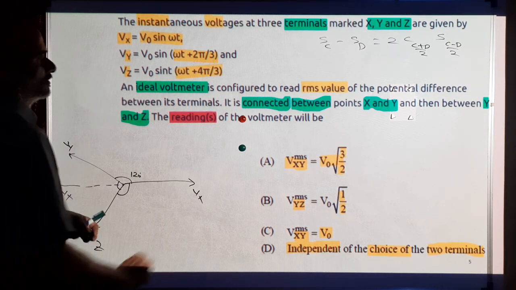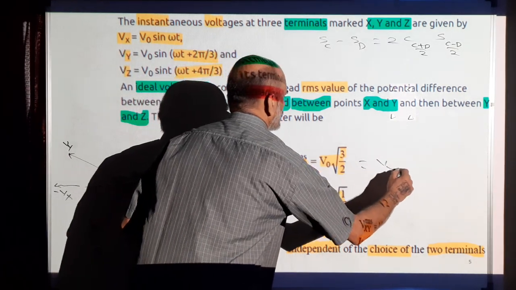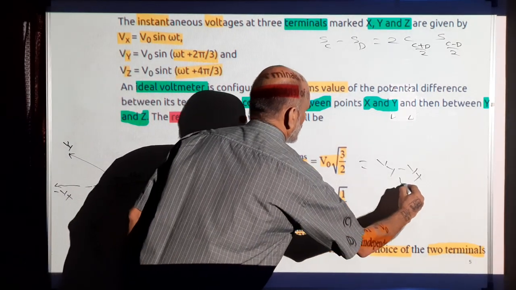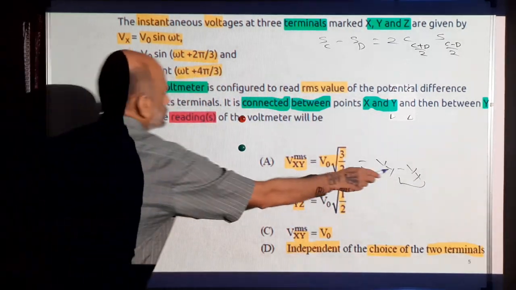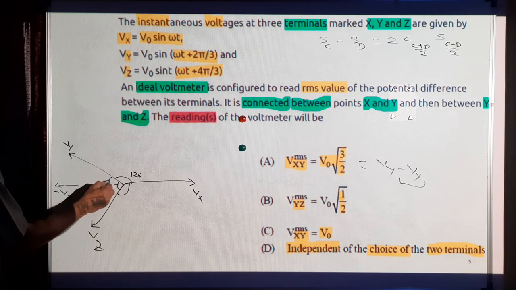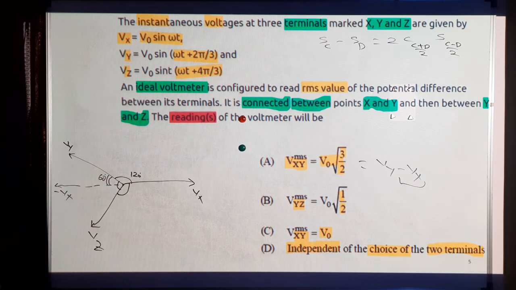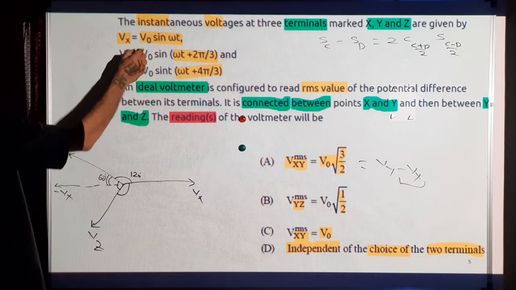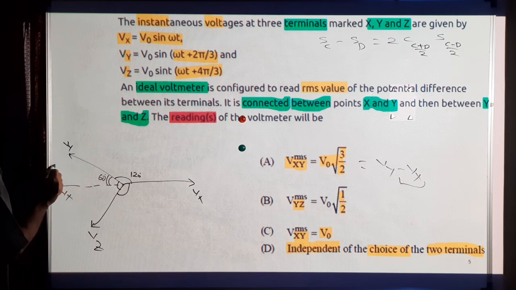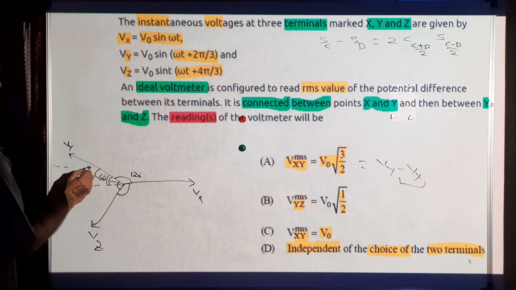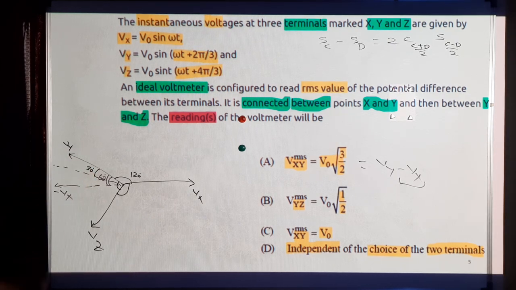Now I have to add these two. Vxy is nothing but Vy minus Vx. So Vy I kept like this, and minus Vx I have written like this. So I have to add these two quantities now. This angle is 60 degrees because straight line is 180, and 180 minus 120 is 60. So it's like two vectors with an angle of 60 between them, and they are equal vectors because the amplitude is same. So the sum of these two vectors will be in the middle by symmetry, and this angle is 30 degrees. So the component of this one is cos 30.